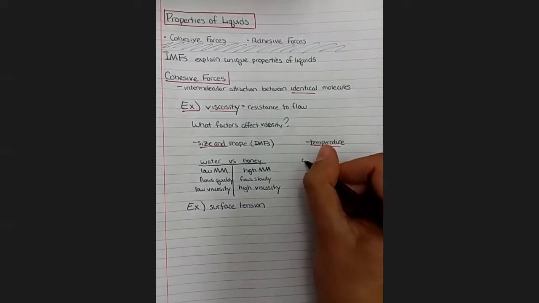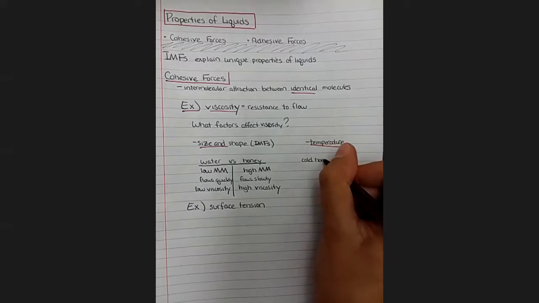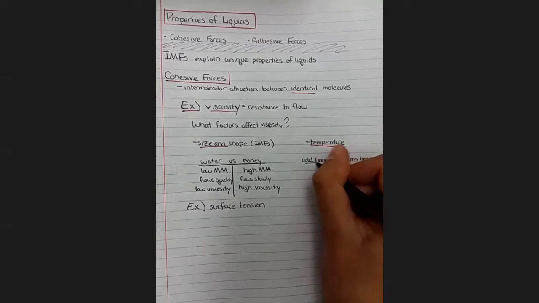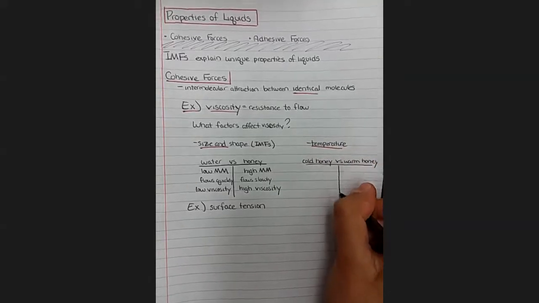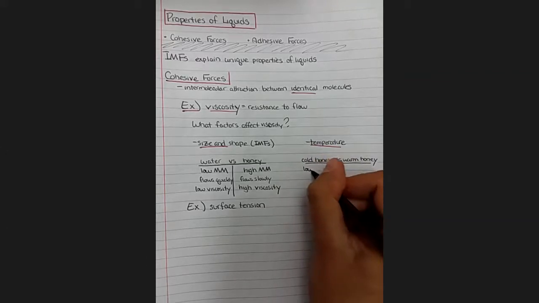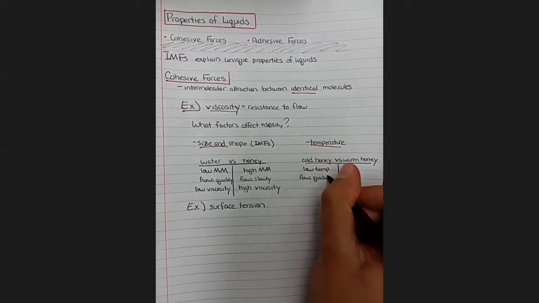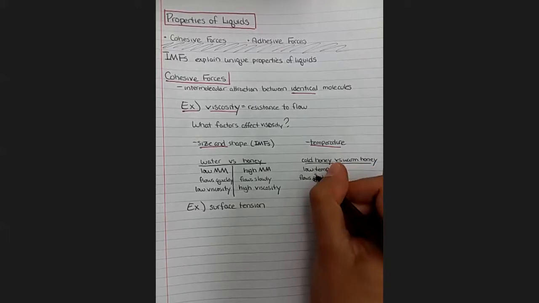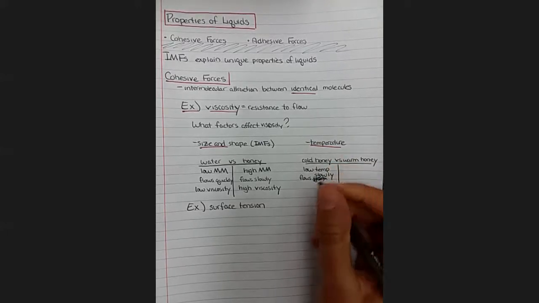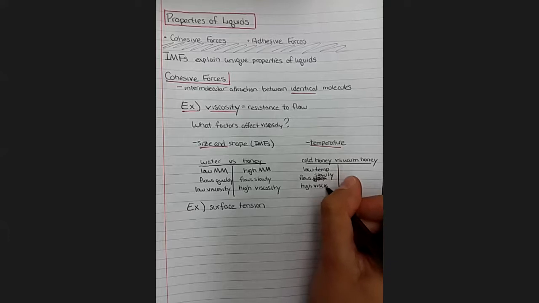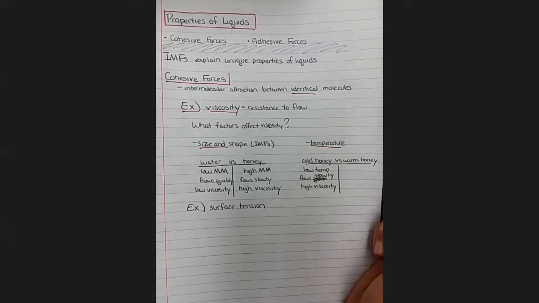But what if we change the temperature? Would honey change its tune? Cold honey versus honey that you microwaved and scalded yourself with, which I have done before in the morning. So cold honey has a low temperature, it flows very slowly. Looks like I wrote quickly instead of slowly. It flows very slowly, and that means it has a high viscosity. It has a high resistance to flow when it's cold because it has a low amount of kinetic energy.